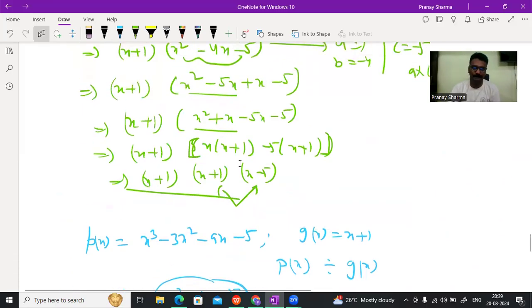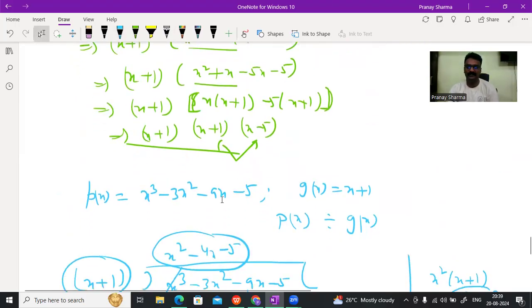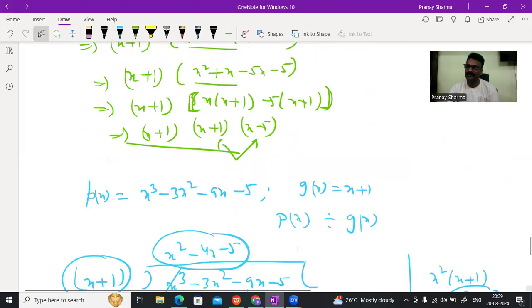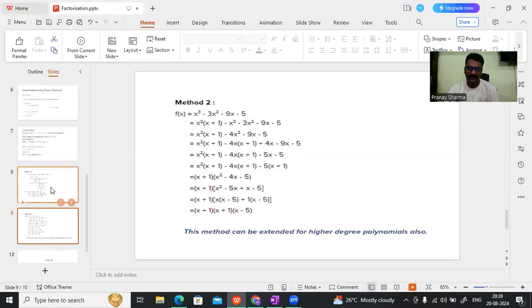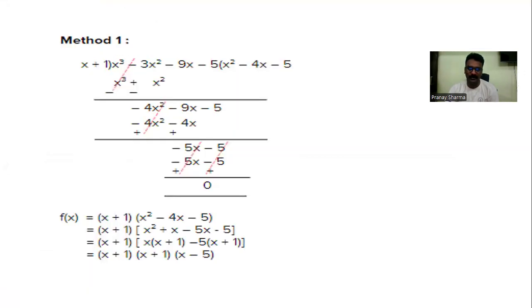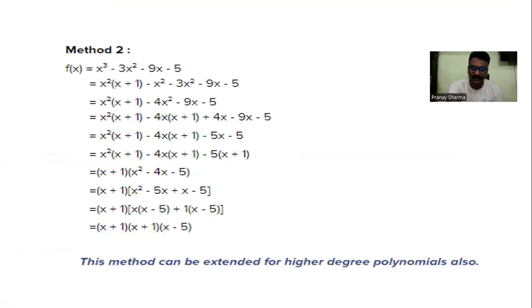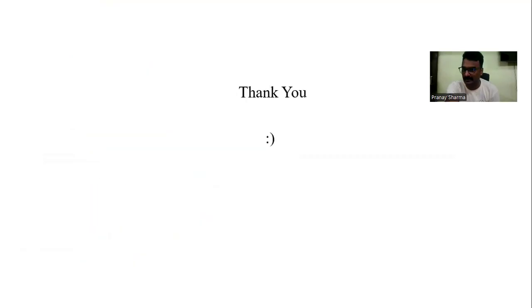See, x square minus 4x minus 5. Right? I hope the concept is now clear. So that is what method 1 was all about. And this is method 2 that we have already covered. So this method can be extended for higher degree polynomials as well.